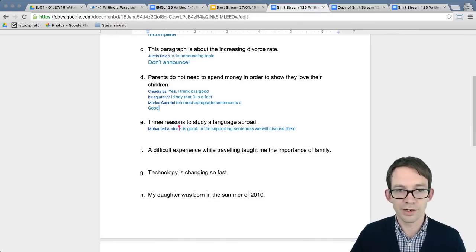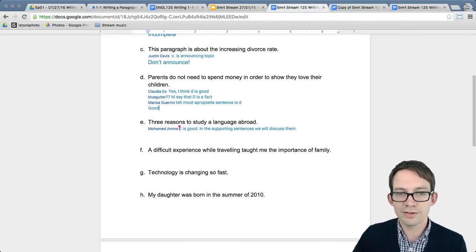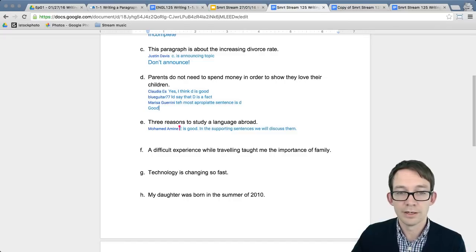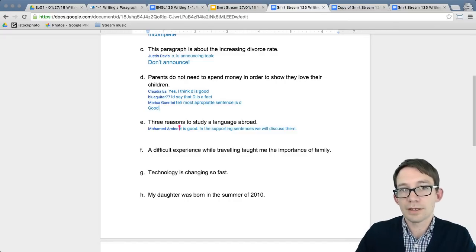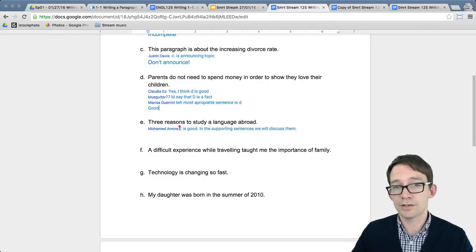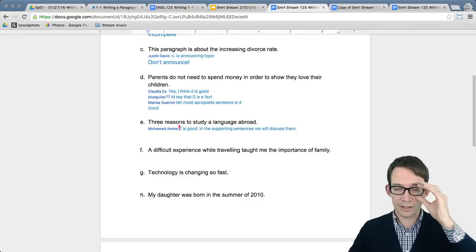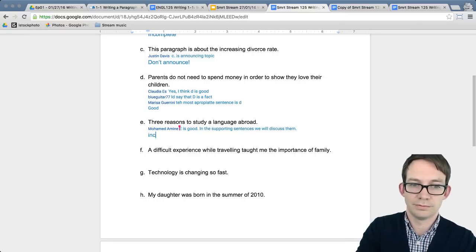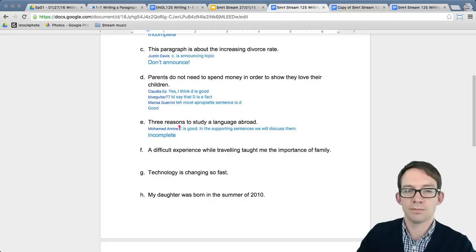Let's do a couple more here. E, three reasons to study a language abroad. Muhammad says it's good in the supporting sentences. We will discuss them. Now, this is a good topic. Three reasons to study a language abroad. Definitely a lot to discuss, and you could put the three reasons in the paragraph. But it's not a good topic sentence because it's incomplete. All right, E is incomplete.